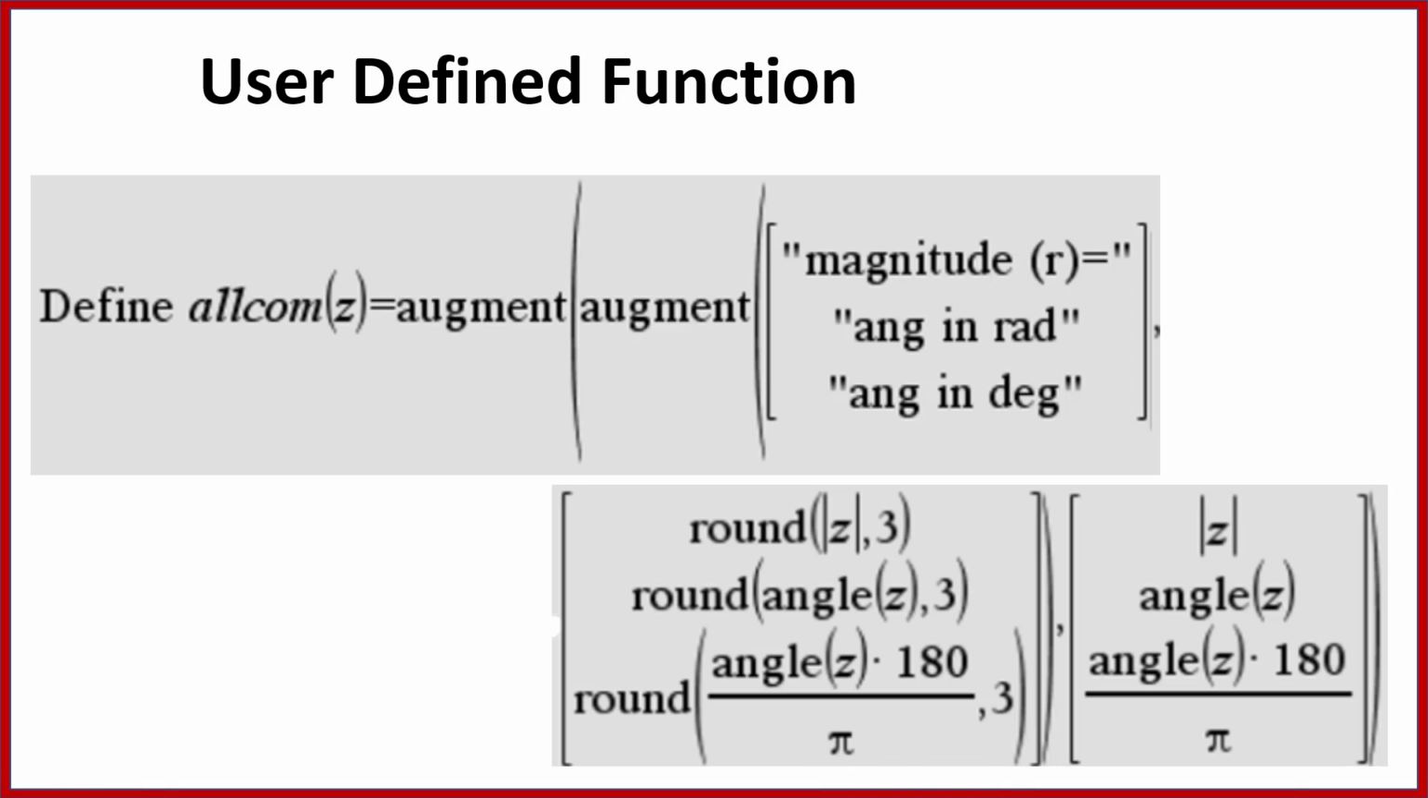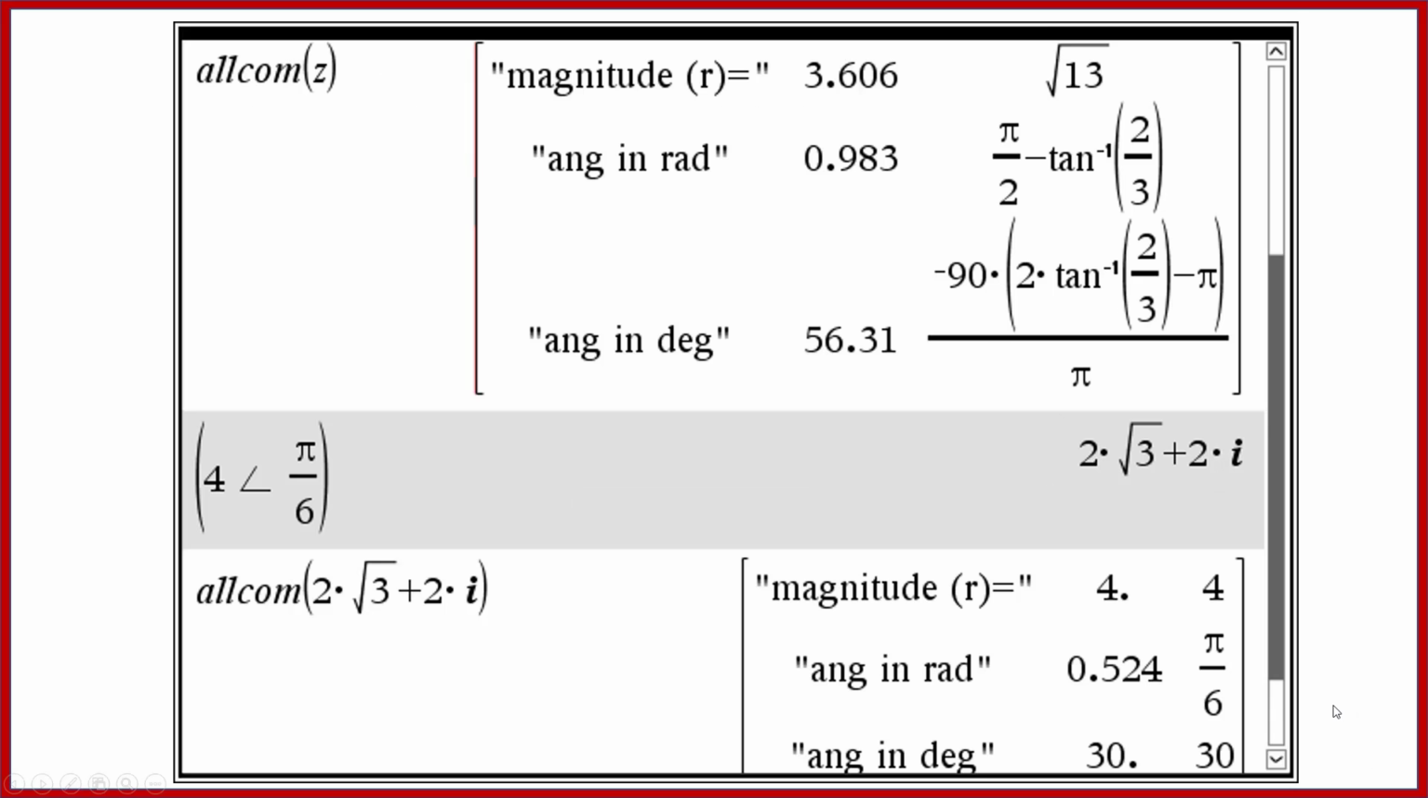You will see over here I've just used it with a particular matrix, so that gives me the magnitude in decimal form, exact form, in radians in the decimal form, exact form, and angle in degrees, and that's in the exact form. So that's another one that I've done. It's pretty helpful.